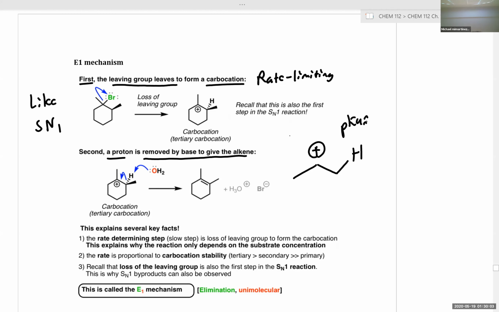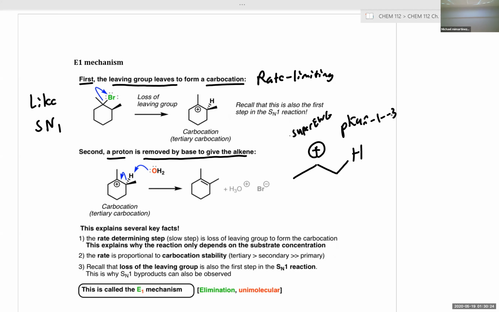If it's adjacent to a carbocation, which I like to think of as a super electron withdrawing group, what's the pKa of a proton next to a pretty strong electron withdrawing group? What's the pKa going to be around? It's going to be quite acidic. These have a pKa of around -1 to -3. Super acidic.